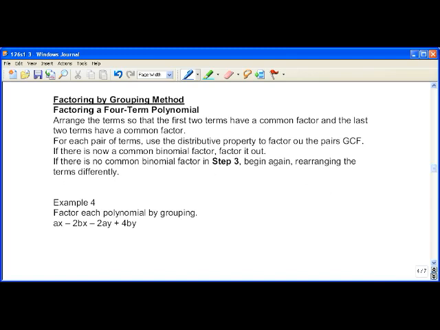Page 4. Factoring by grouping method. Factoring a 4-term polynomial. And this works, you have to have 4 terms. Arrange the terms so that the first 2 terms have a common factor and the last 2 terms have a common factor. For each pair of terms, use the distributive property to factor out the pair's greatest common factor. If there's now a common binomial factor, factor it out. If there's no common binomial factor in step 3, begin again rearranging the terms differently.